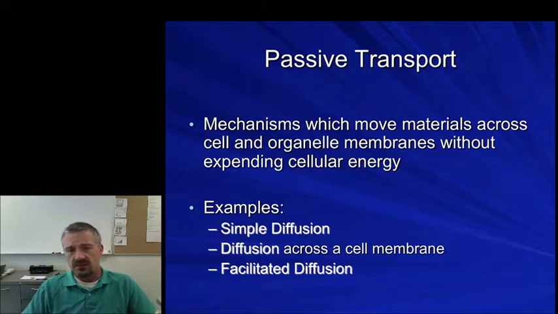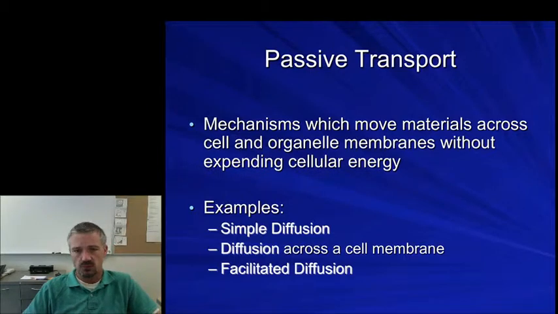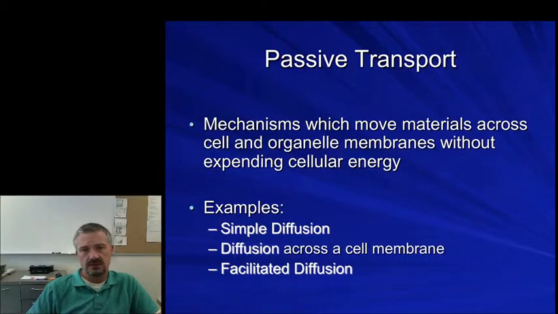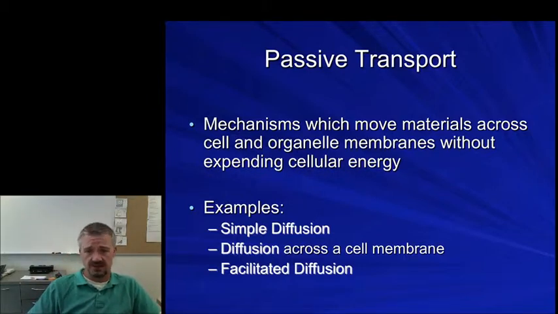The first mechanism we're going to talk about when it comes to how things get in or out of cells is passive transport. Passive transport allows things to move without expending any type of energy. This means even if the cell doesn't provide energy, these movements are going to happen regardless. And we're going to see there are a number of different types of this.